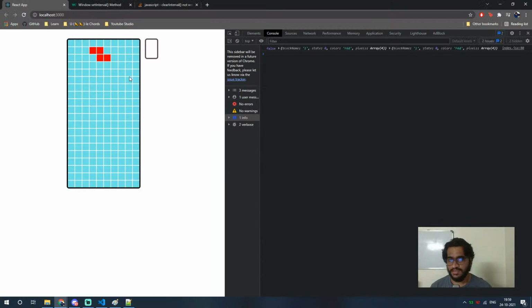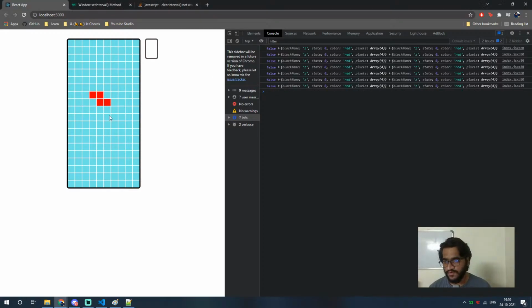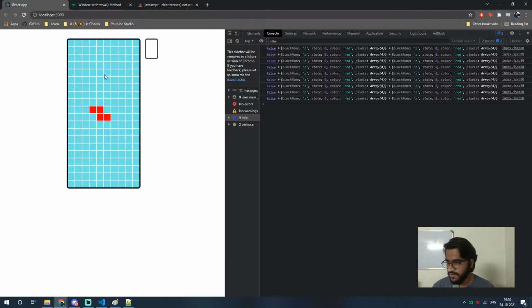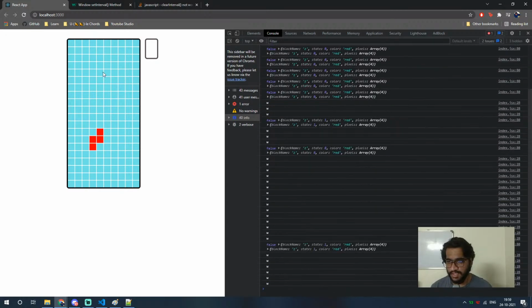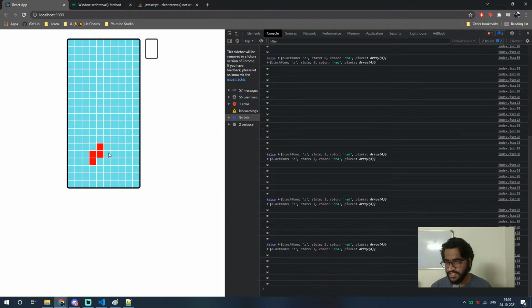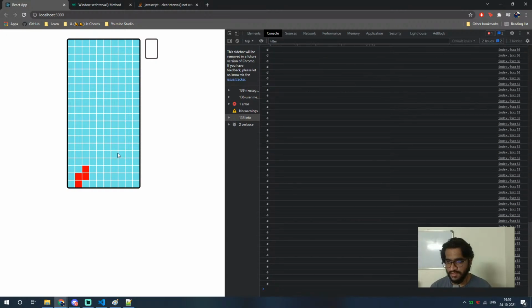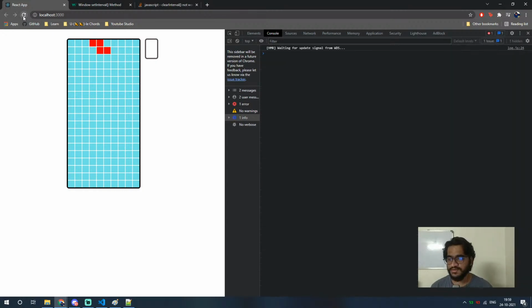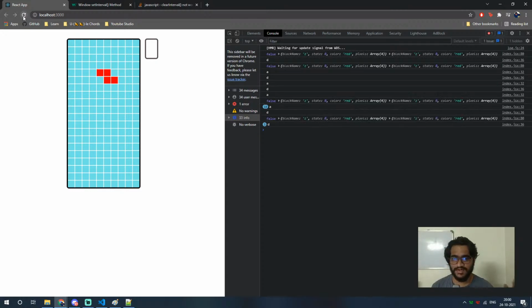Like this, every 1 second, the falling mechanism, we have achieved that. We have achieved the rotation mechanics, and we have achieved the A, D, left and right mechanics.